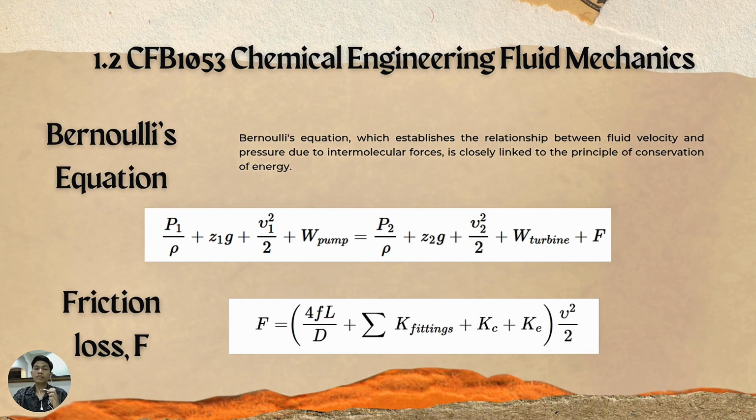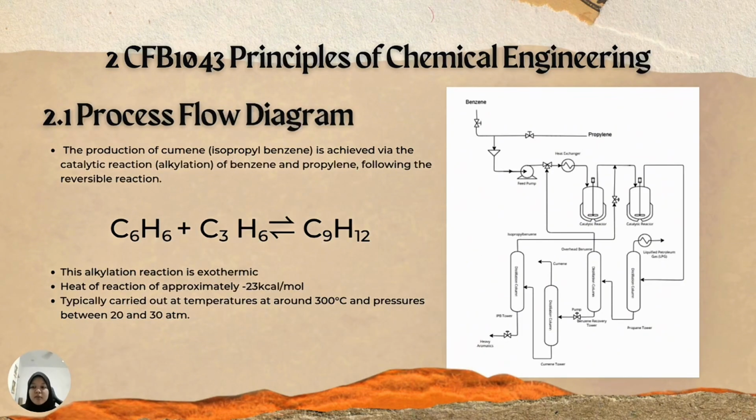The Bernoulli equation, which establishes the relationship between the fluid velocity and pressure due to intermolecular forces, is closely linked to the principle of conservation of energy. And we use this particular equation for the Bernoulli equation. And in the Bernoulli equation, we will calculate the friction loss using this equation. Moving on, I will be briefly explaining the process flow diagram of cumin.